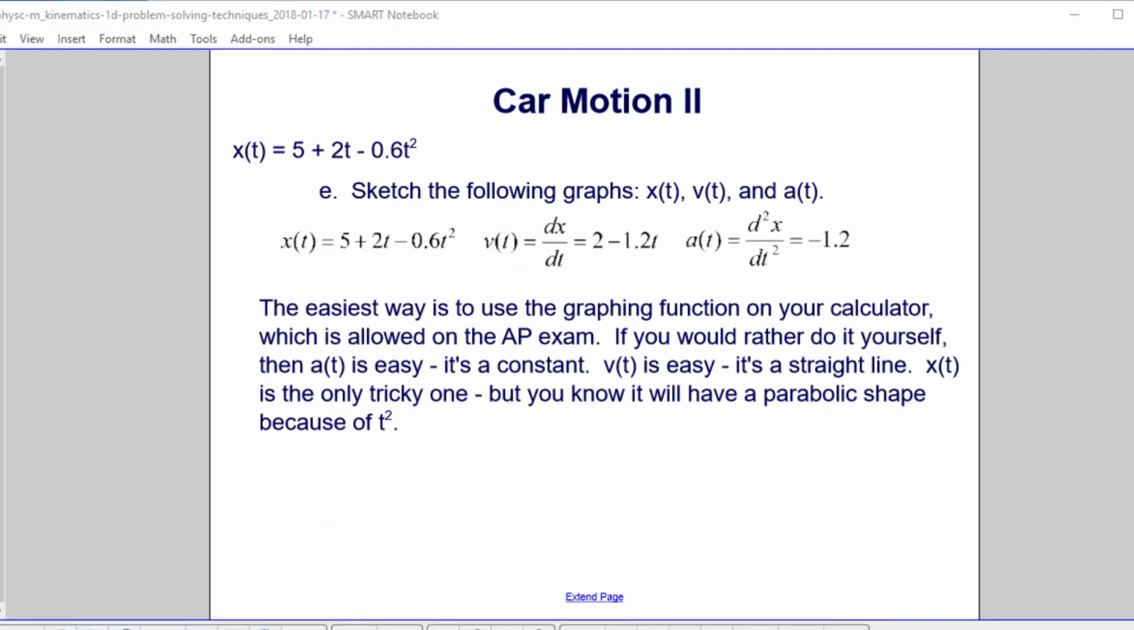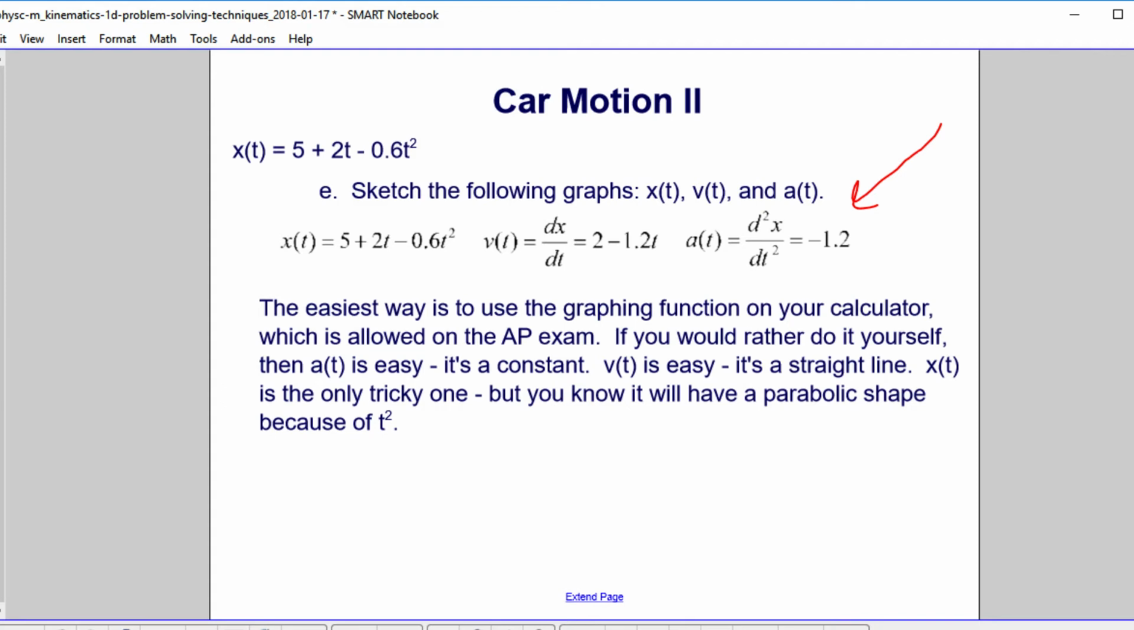Sketch the following graphs: position, velocity, and acceleration. Here are the graphs. The easiest way to do this is to use the graphing function on your calculator, which is actually allowed on the AP exam. If you would rather do it yourself, then let's look at them. The acceleration is easy, it's a constant. The velocity is easy, it's a straight line.